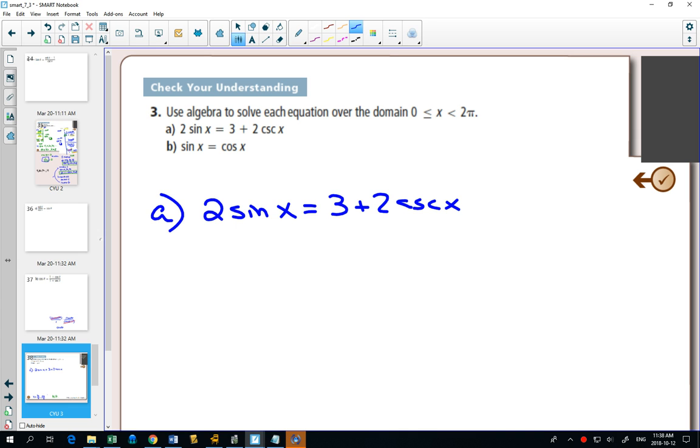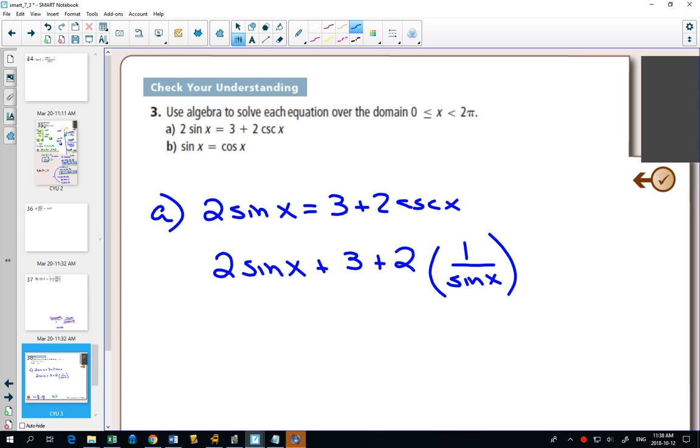So we use our identity to start off with by saying, I could get these to be all the same by changing cosecant to 1 over sine. And now, whoa, where'd my equal sign go? There we go. I erased it and added the equal sign. Now we have only one trig function.